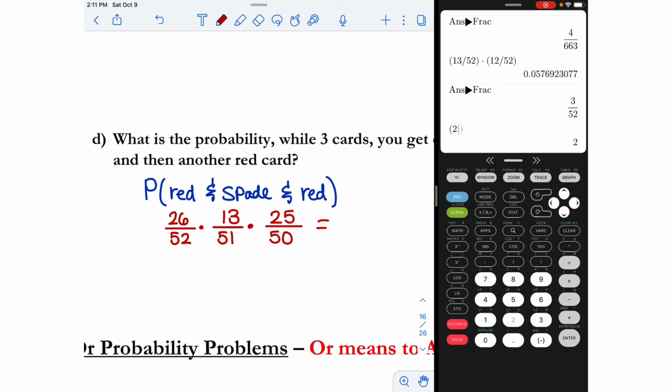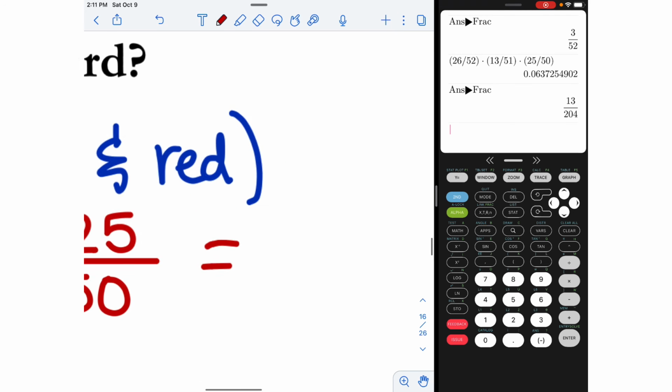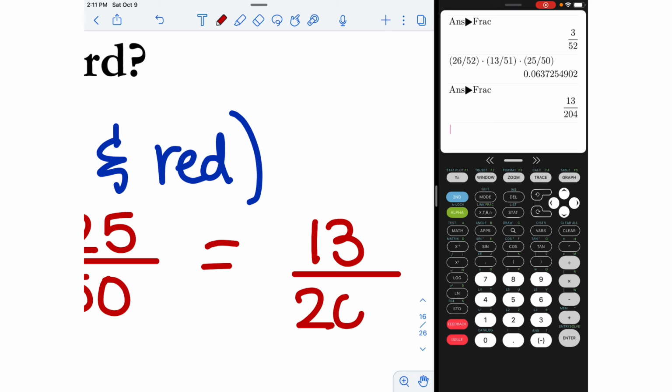And let's go ahead and calculate that. 26 out of 52 times 13 out of 51 times 25 out of 50 is 13 out of 204. I wasn't planning on doing this problem, but I do think it's a good one to think about.